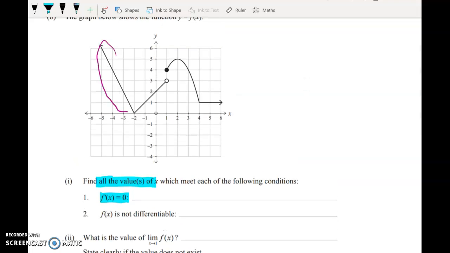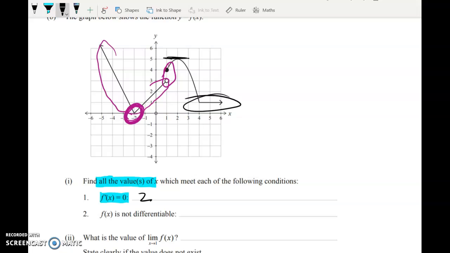Is the gradient 0 here? No, definitely not. 0 here? No, it's not. Now notice at that place, we can see already that we've got a kink or a corner in the graph. So the gradient's not defined there, but they didn't ask us that. The gradient is not 0 here, but finally we can see that the gradient is 0 here. So the first place to write down is x is equal to 2.